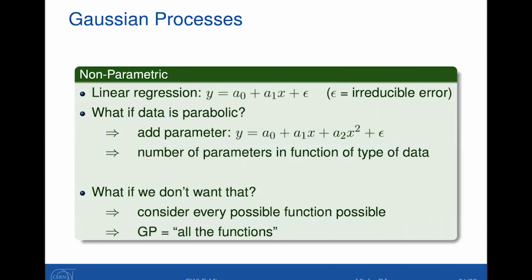What if you don't want to do that? What if you don't know? What if you're not entirely sure? Or what if the data might be spuriously pretending to be parabolic while it is not? There might be reasons you don't want that. Well, in that case, you consider every possible function instead of restricting to quadratics, for example. That's why for Gaussian processes, people say all the functions. Of course, it's not all the functions, that would be unworkable, but we consider classes of functions.